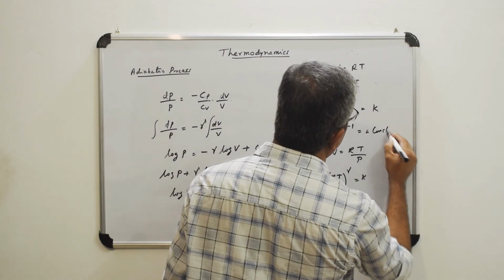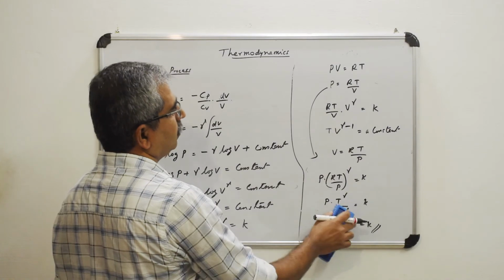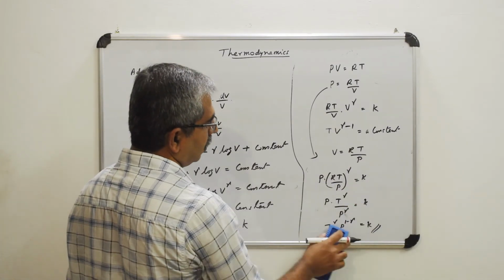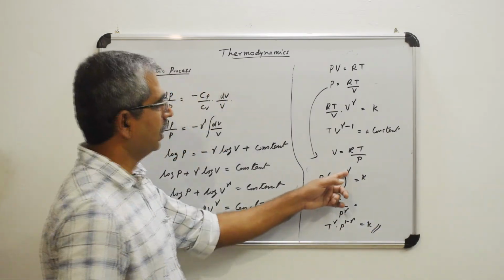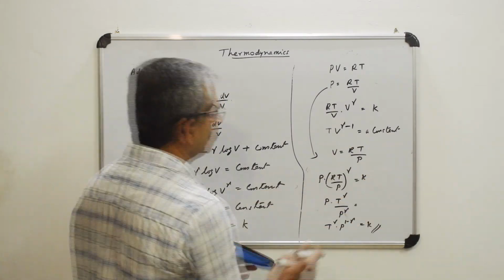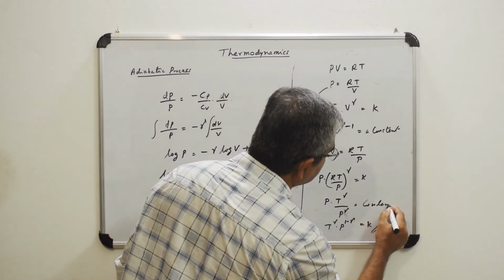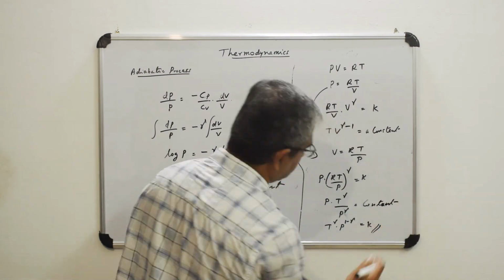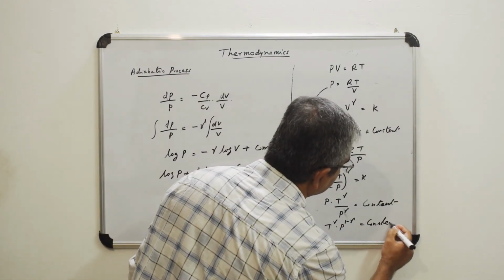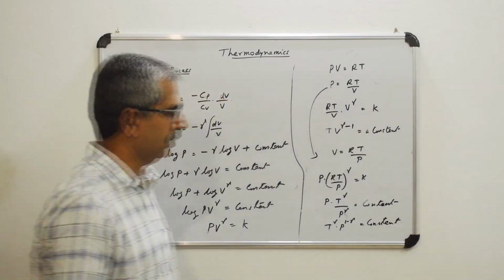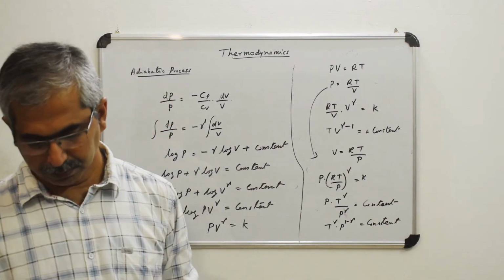And here also you can write, okay, this R raised to gamma is taken to the right side. So we can write it as, this will be a constant. Okay, and this is equal to a constant. So these are the equations for the adiabatic process.